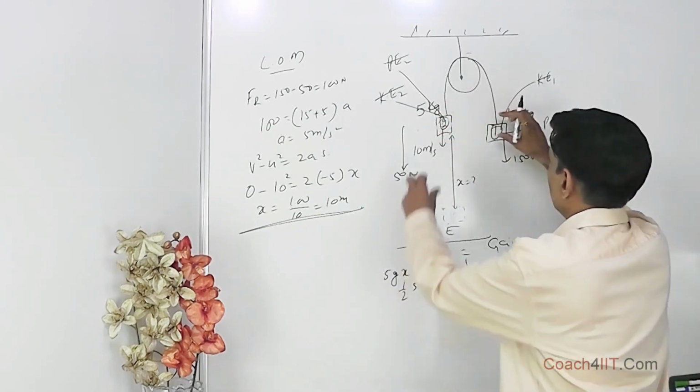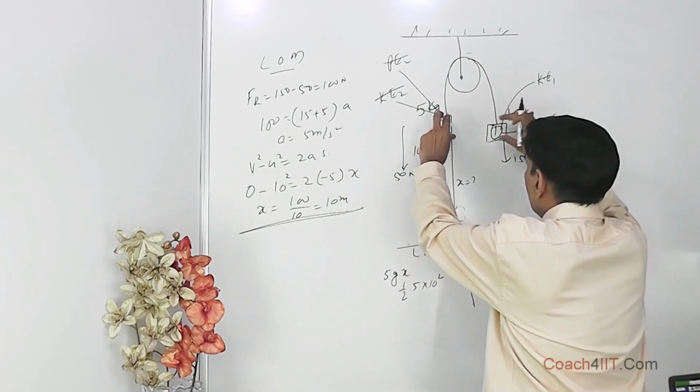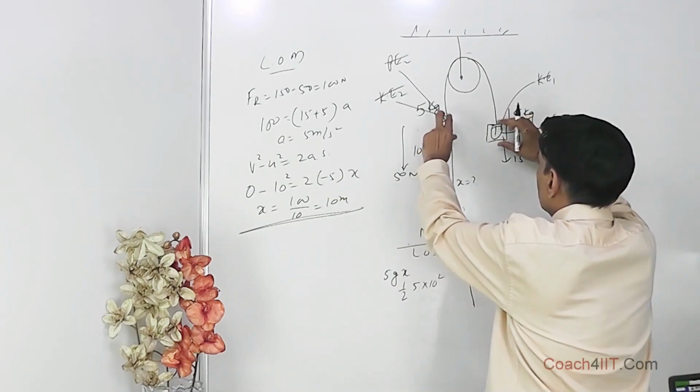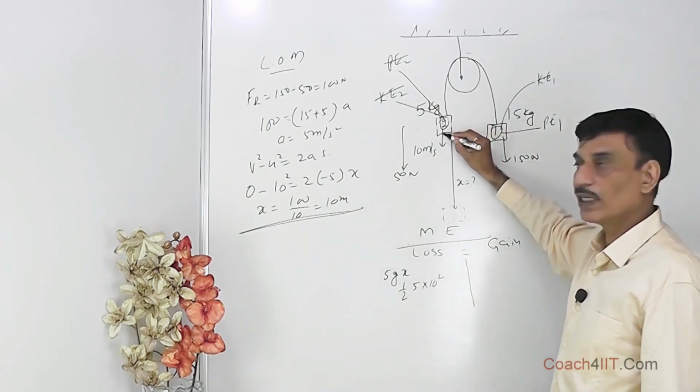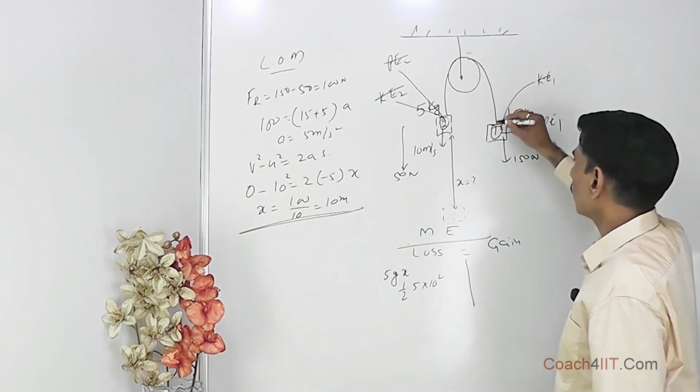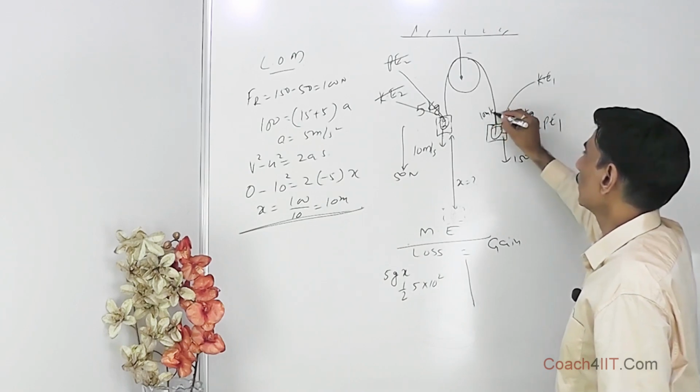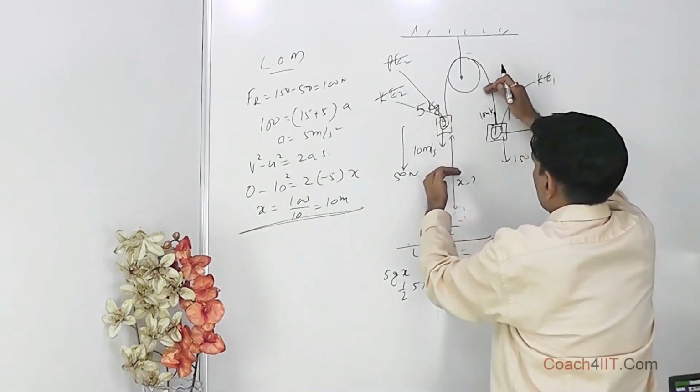This is inextensible. So when you give velocity to this, the same velocity is given to this block also. So initially, when 10 meter per second velocity is given to this, it means the velocity of this block is also 10 meter per second initially. When this comes to a stop, this also comes to a stop.